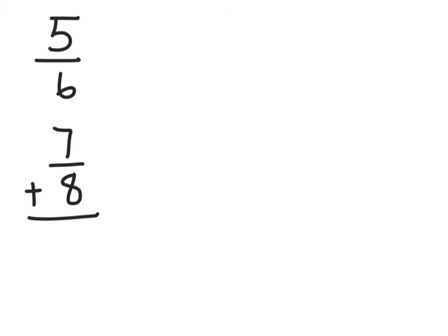Let's take a look at another problem. In this case, I'm adding 5/6 plus 7/8. This time I wrote it vertically. I actually prefer to write it vertically because you can see the equivalent fractions a little bit easier this way. So my first thing to look at is my denominators, and I have two different denominators, so I need to find a common denominator or my least common multiple. I'm going to go off to the side and do my ladder method.